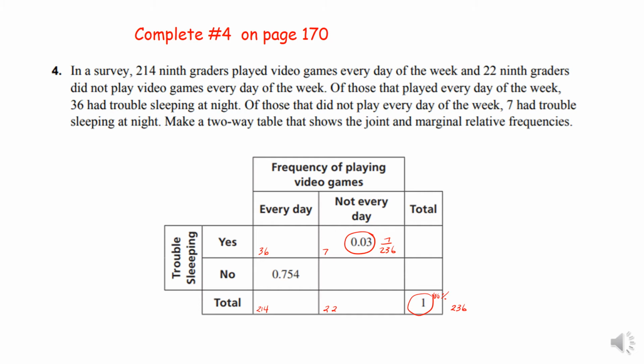So we also can look at this, 36 plus 7, we can add that up, and 36 plus 7 is 43, and we can calculate 43 over 236, and we can get this total. Okay? And then we can go from there, and we could subtract the 0.03 to get this number. Or we could calculate this as 36 over 236.